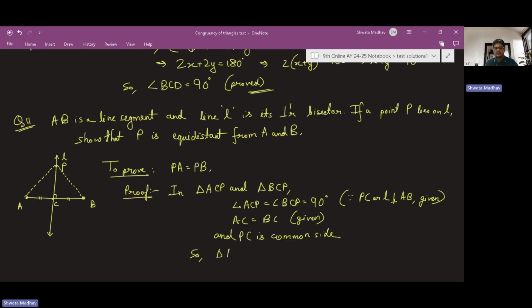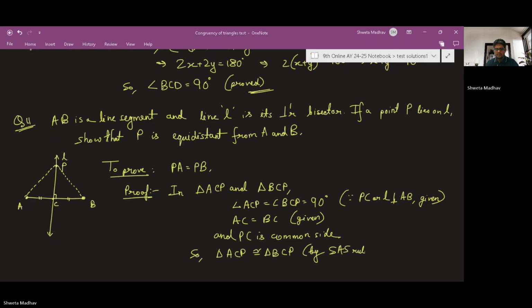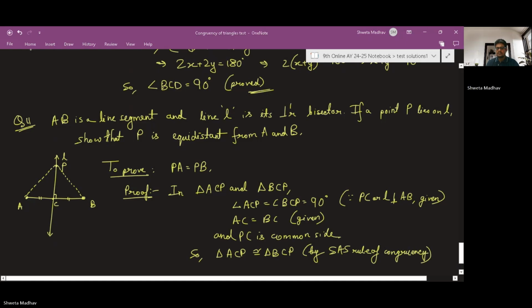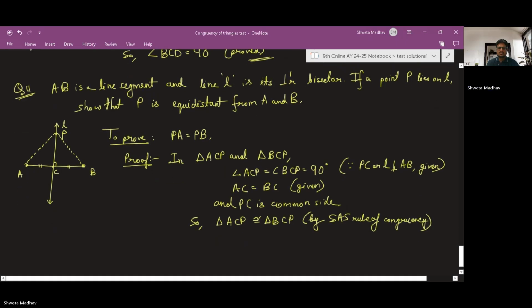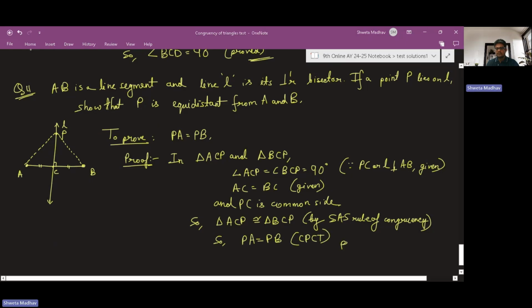So we can see that triangle ACP is congruent to triangle BCP, since we have used two sides and the included angle. So by the SAS rule of congruency, these two triangles are congruent. So therefore we can say that PA is equal to PB by CPCT. So hence it is proved that the point P is equidistant from the points A and B.